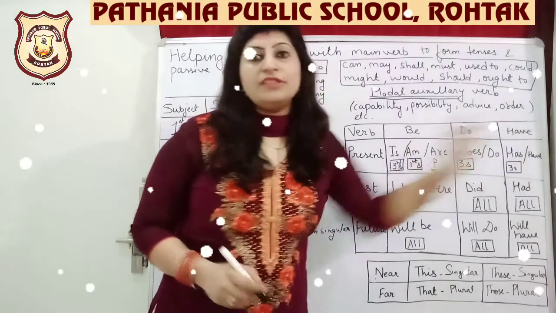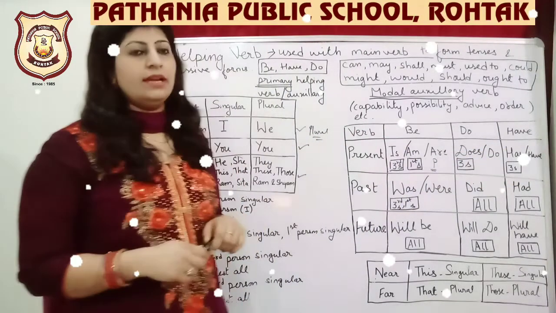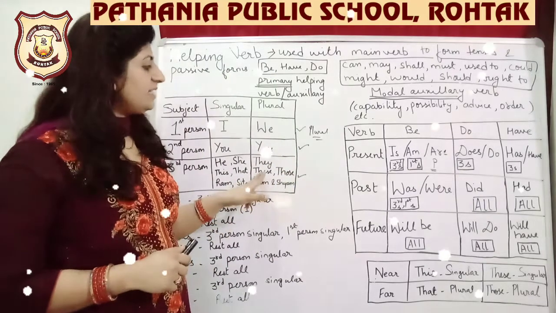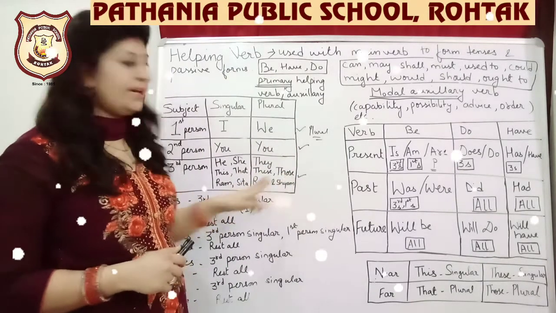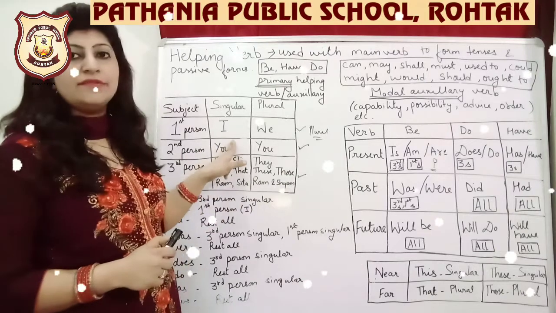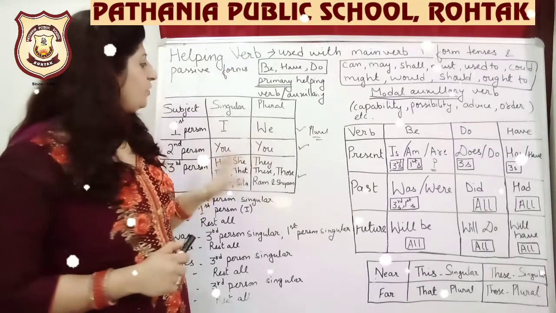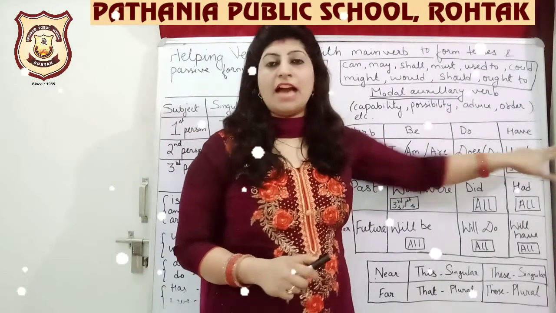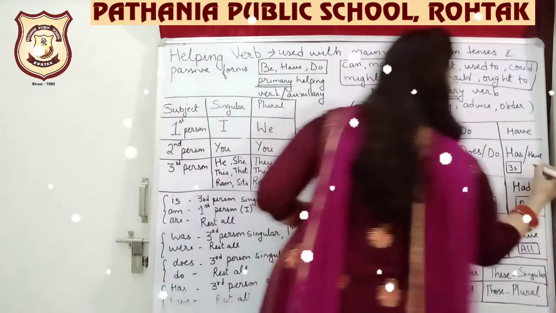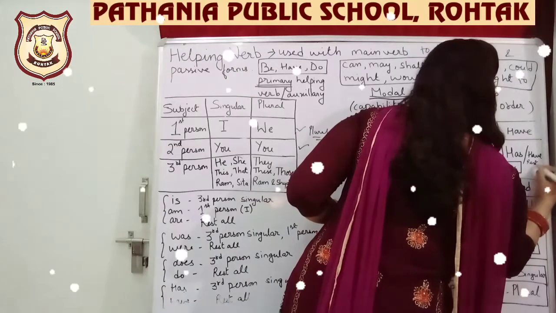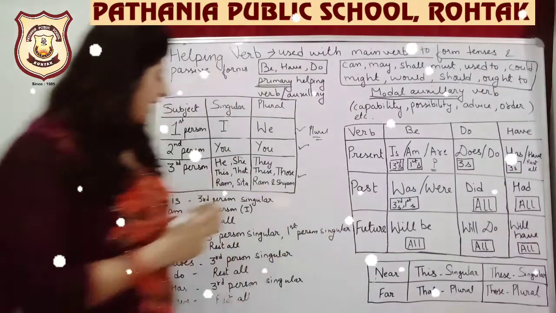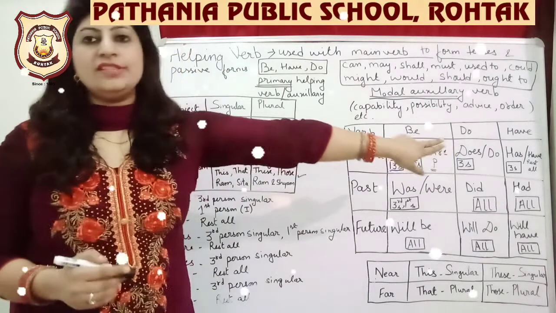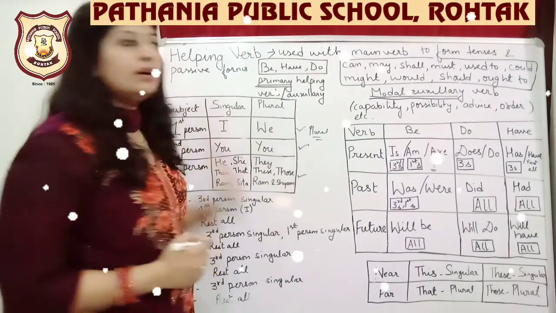Have, now have is used for plural. We have, you have, they have. Okay, these people have, those people have. Okay, so you have, I have. So with all the rest of the columns, what do we use? We use have. Have is used with rest all. That means except this column, have is used with rest all the columns.